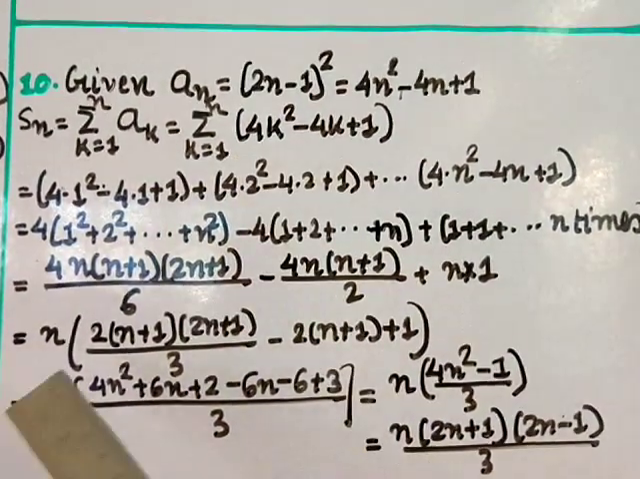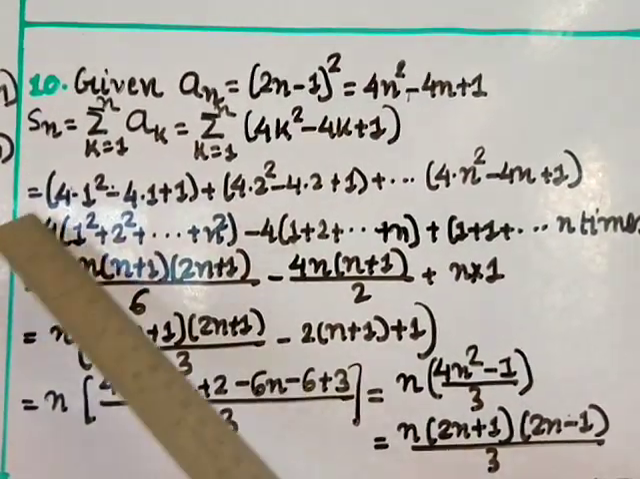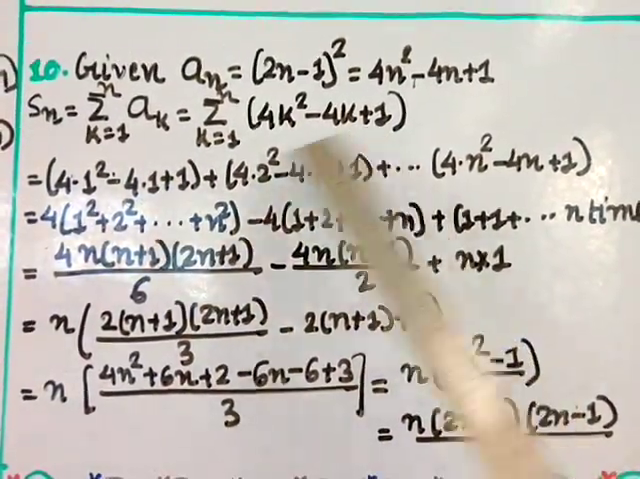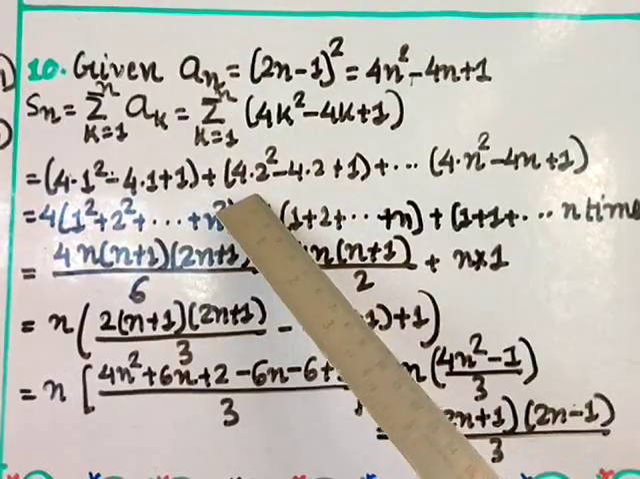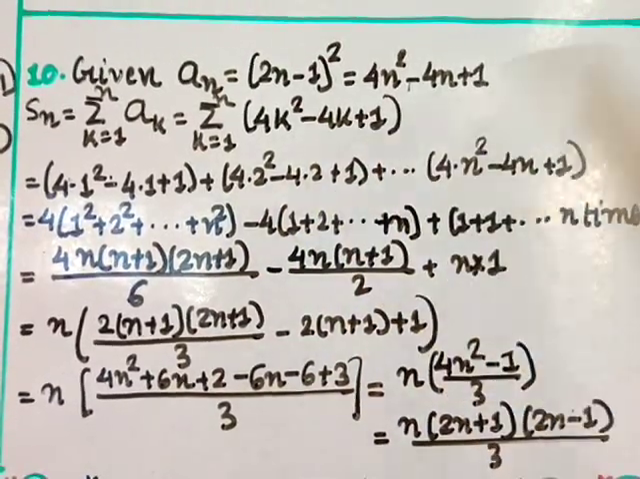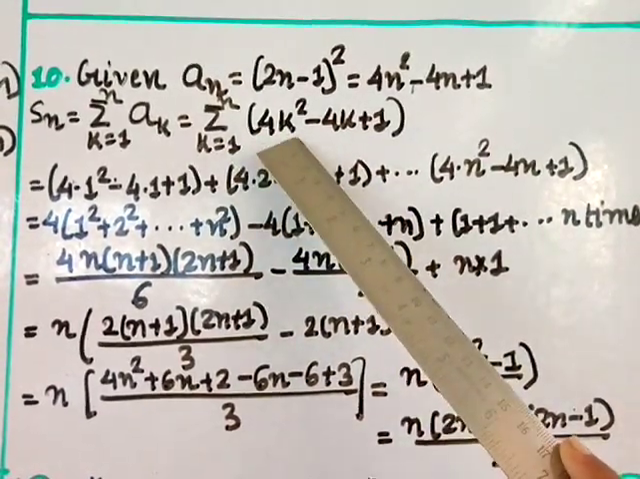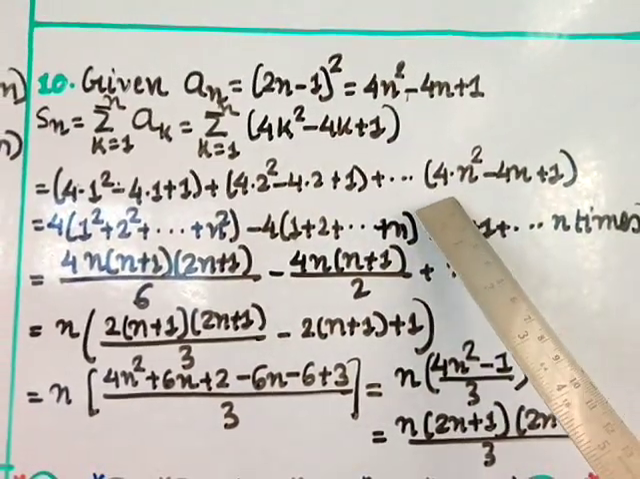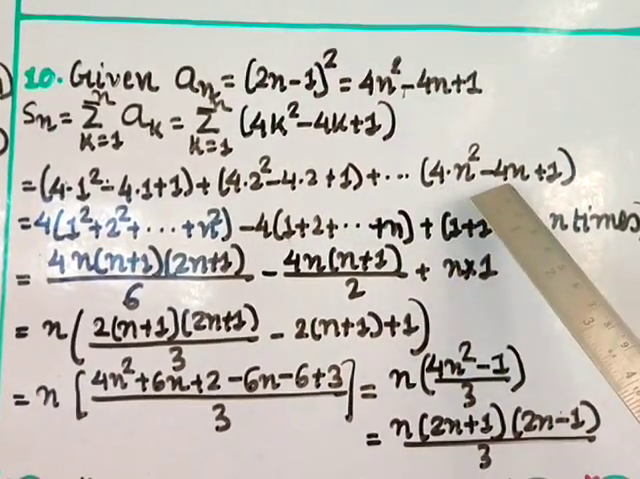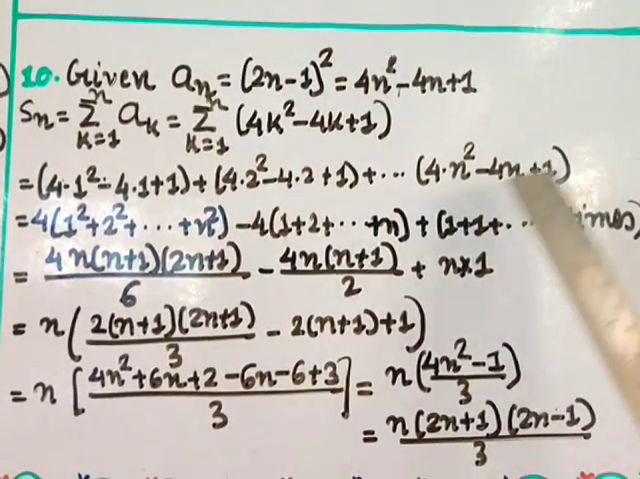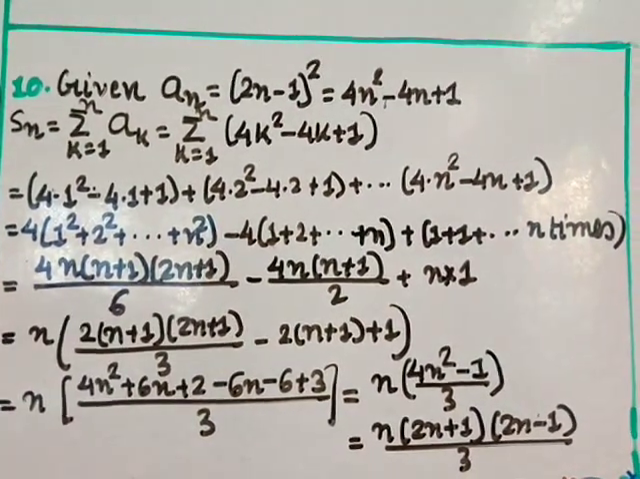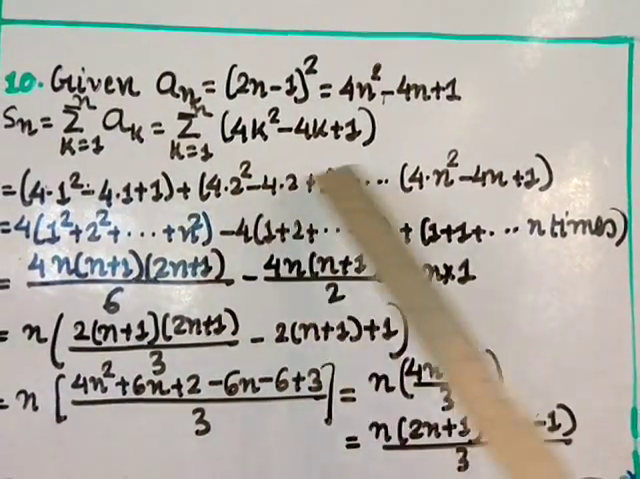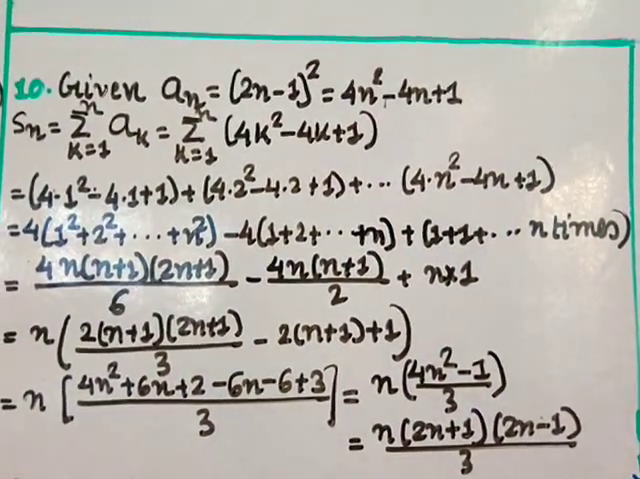Now let us place the value of k starting from 1. So 4 into 1 square minus 4 into 1 plus 1, plus now 2. So 4 into 2 square minus 4 into 2 plus 1, plus the next term will be 4 into 3 square minus 4 into 3 plus 1, plus up to plus, put the last value as n, 4n square minus 4n plus 1, right? Now let us take the square terms first, then the terms with 1, 2, 3, and then only the 1, right?